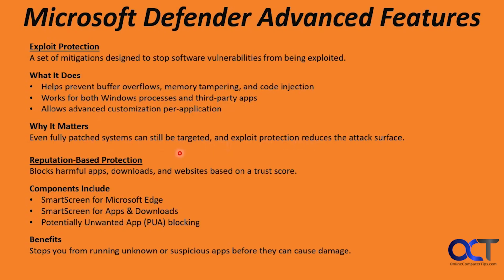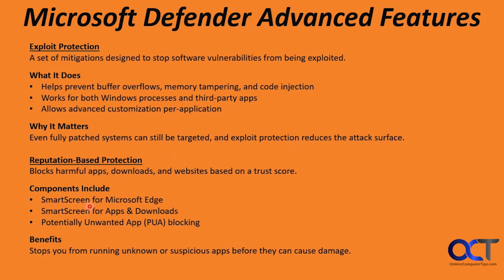All right, then we have reputation-based protection. So this blocks harmful apps, downloads, and websites based on a trust score. So you've probably seen this in action. If you go to a website, you get that red screen saying this website can't be trusted and it doesn't allow you to continue. Or sometimes you could continue if you want to agree to the risk.